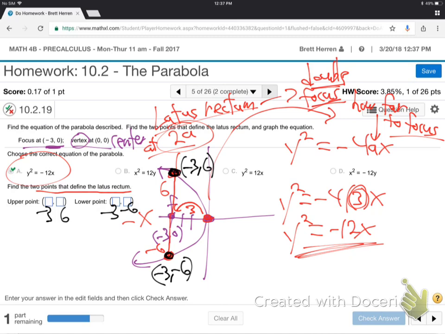So latus rectum points are always at the focal depth, double. They're lined up with the focus point, but they're double. What does that tell you? It tells you how wide it opens. It's giving us an indication of how wide the mouth of the parabola opens. At the focal depth, it's double the length to the focus. That's parabolic curvature. That's how wide parabolas open, always.